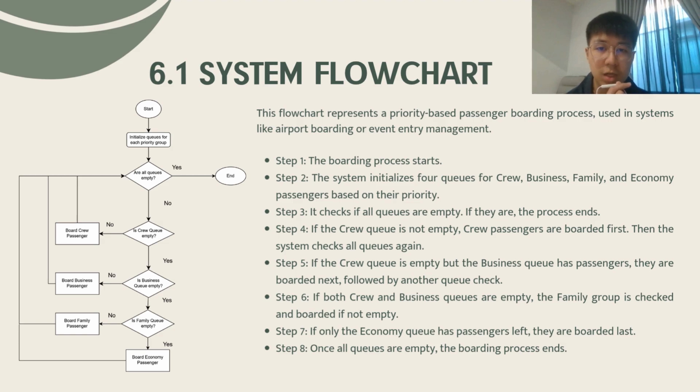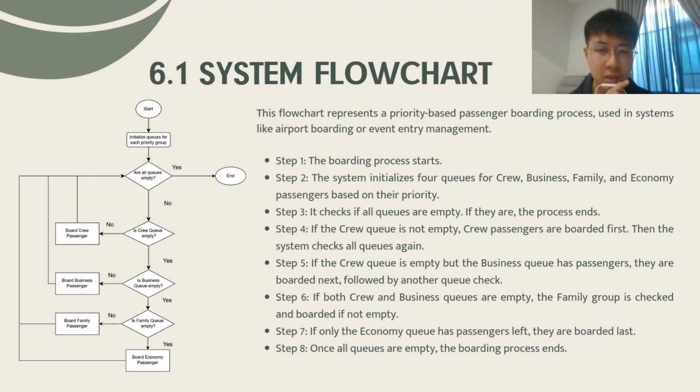This is the system flowchart. This flowchart represents a priority-based passenger boarding process used in systems like airport boarding or event entry management. At step 1, the boarding process starts. Step 2, the system initializes queues for crew, business, family, and economy passengers based on their priority. At step 3, the system checks if all queues are empty. If they are, the process ends.